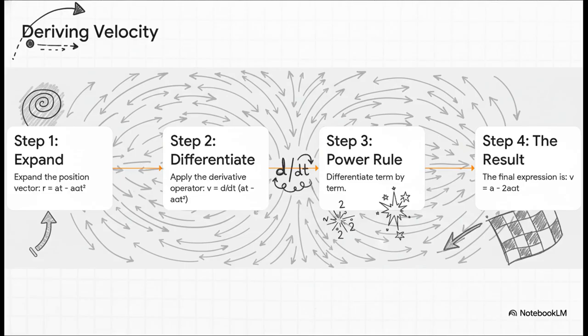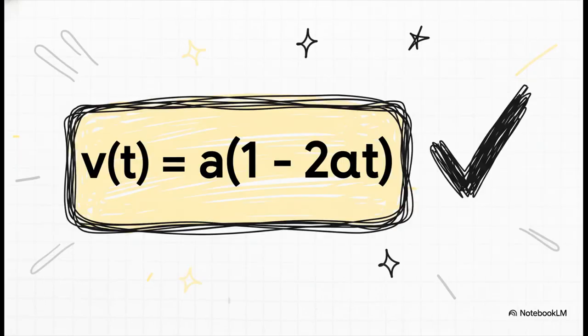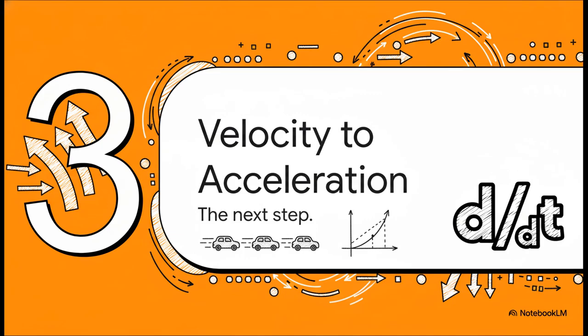And that brings us right to our result in step 4. If we tidy that up a little bit, we can factor out the vector a to get our final, clean expression for velocity. So v of t equals a times the quantity 1 minus 2 alpha t. And just like that, part 1 of the problem is solved. See? Not so bad. So we've got our velocity equation.